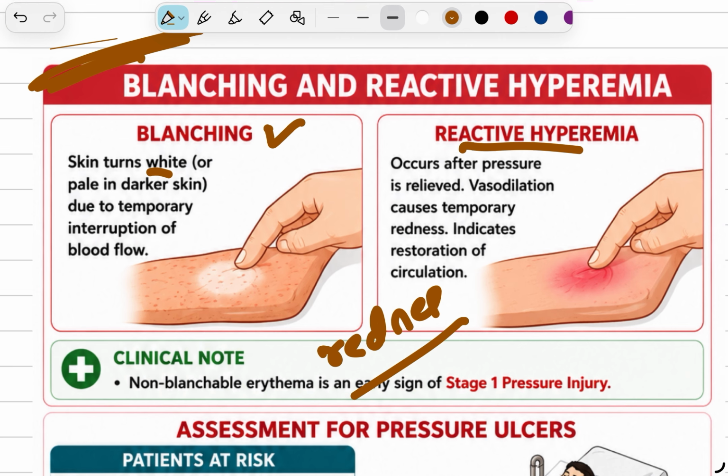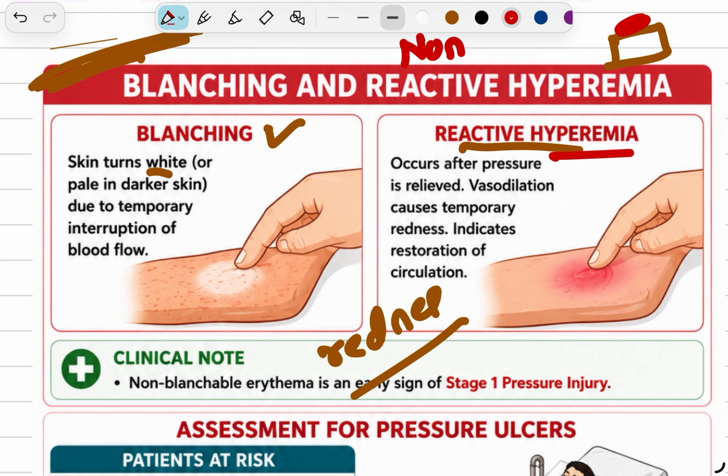For them, if you press them, it will never get white. It will stay red only due to the obstruction, or we can say due to the occlusion of the blood vessels. The blood will not escape from the skin to somewhere else or into the circulation, it will be there only, and even if you are pressing, it will not convert into white. That is called non-blanchable. Are you understanding?